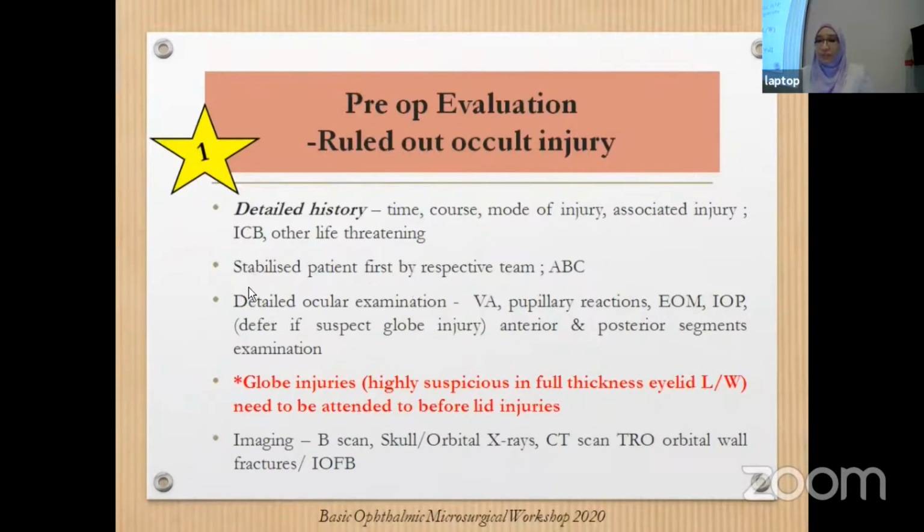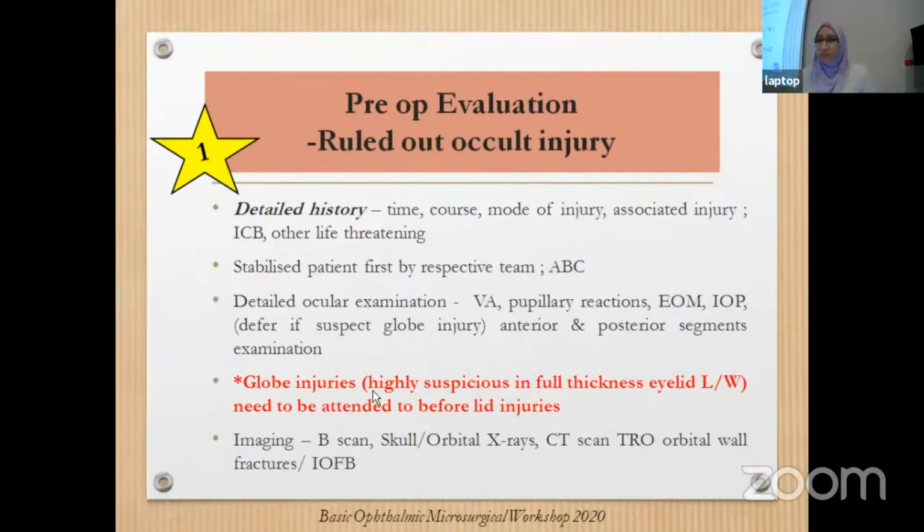And then for our side, a detailed ocular examination is very important, including the vision if the patient is alert and conscious, GCS, and then we check for the pupillary reaction. EOM and IOP we need to defer first because we need to rule out globe laceration.